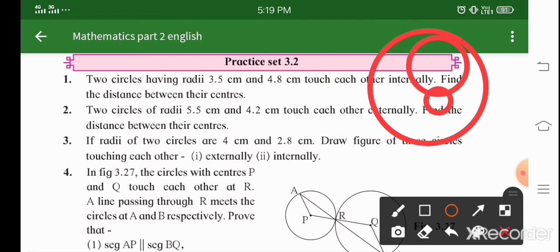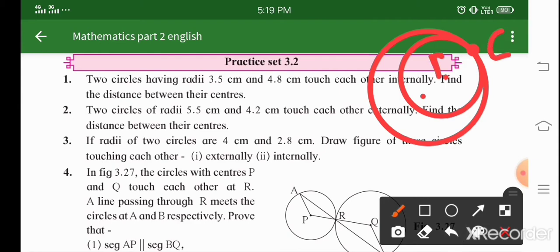Let me draw this bigger, sorry, I'm just making it again. Okay, so this is an internally touching circle. They have given the radius. This is the center of this circle, and this is the point of contact. Say this is C, and this is B, and take this as A, and then join this line. It will be easier for you.